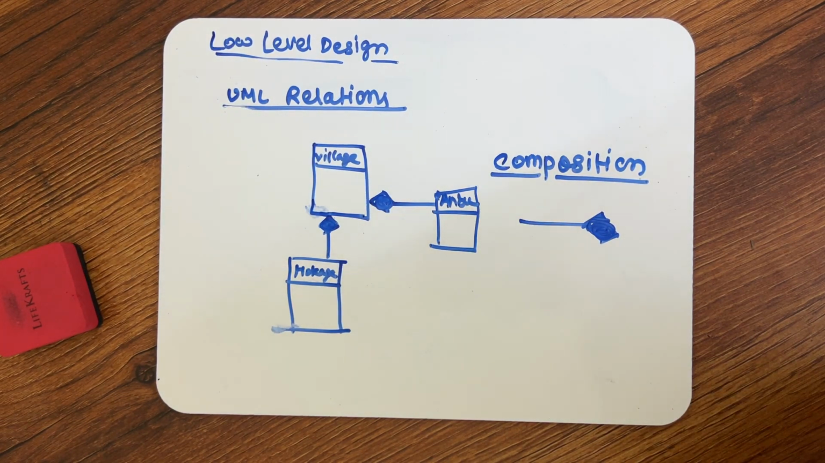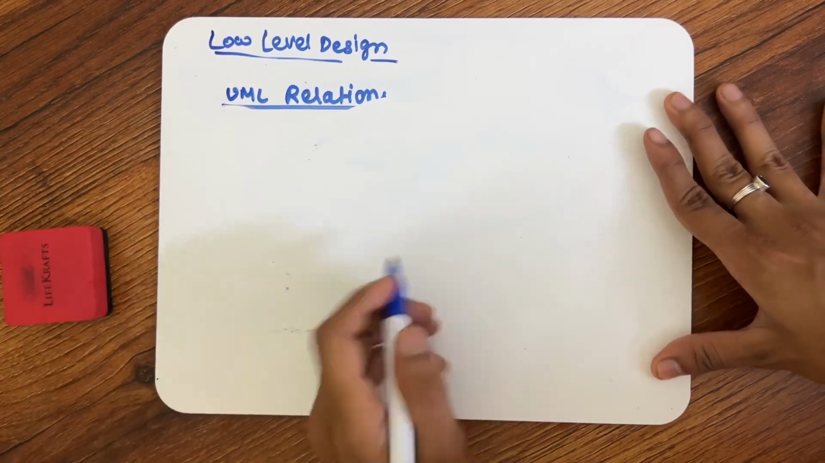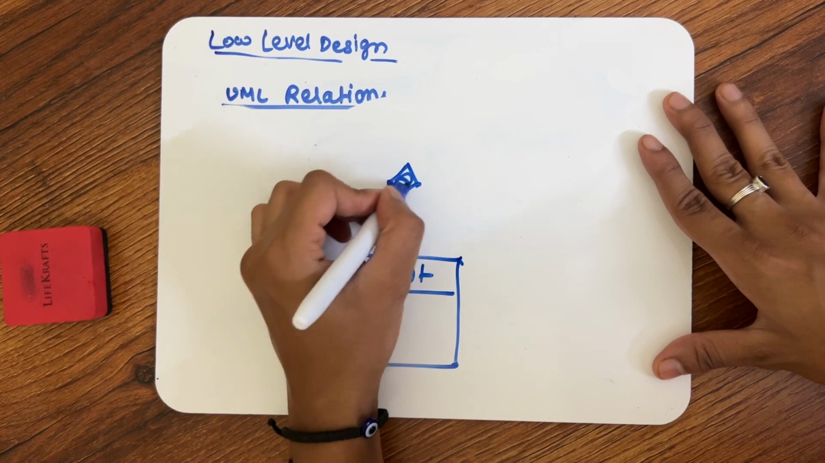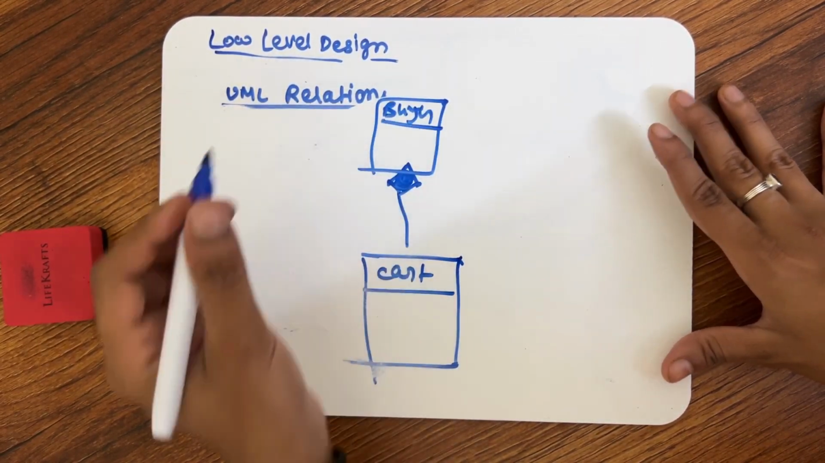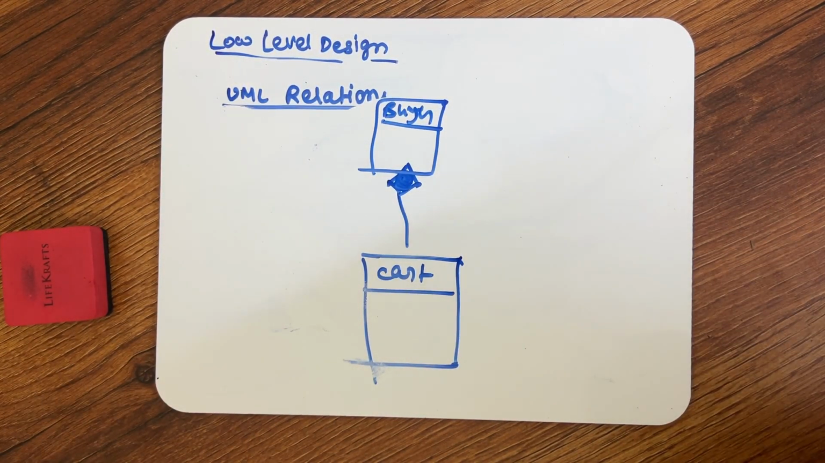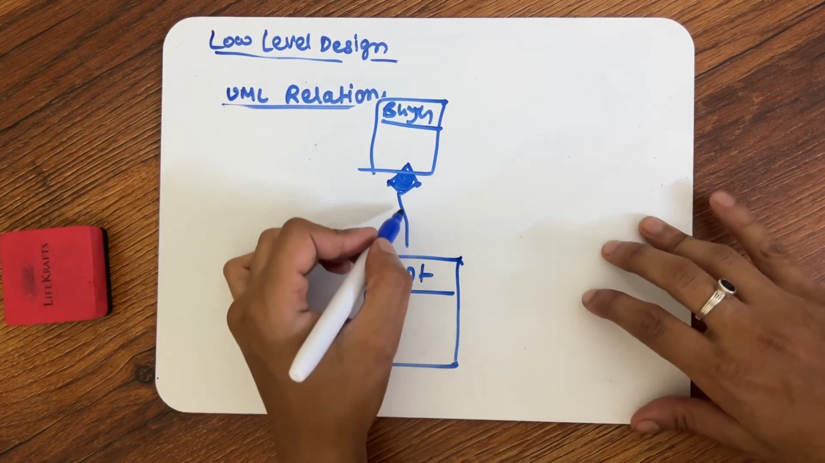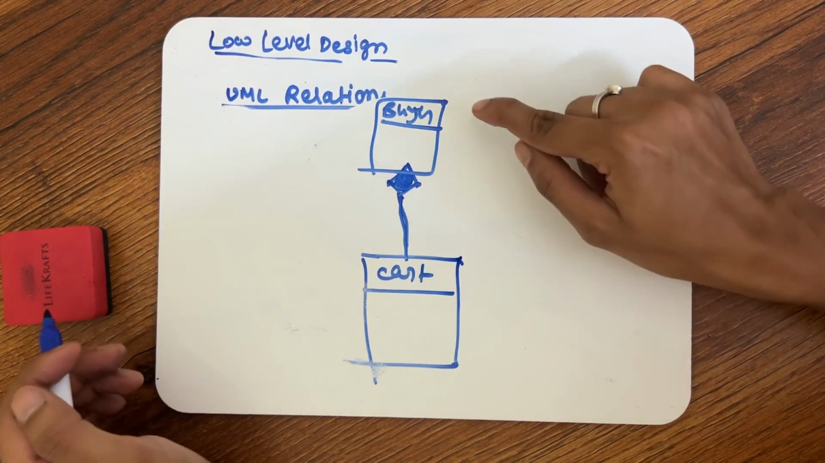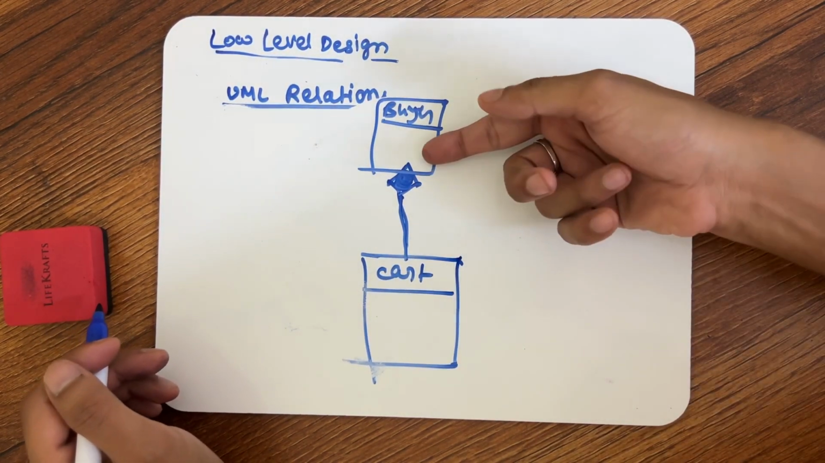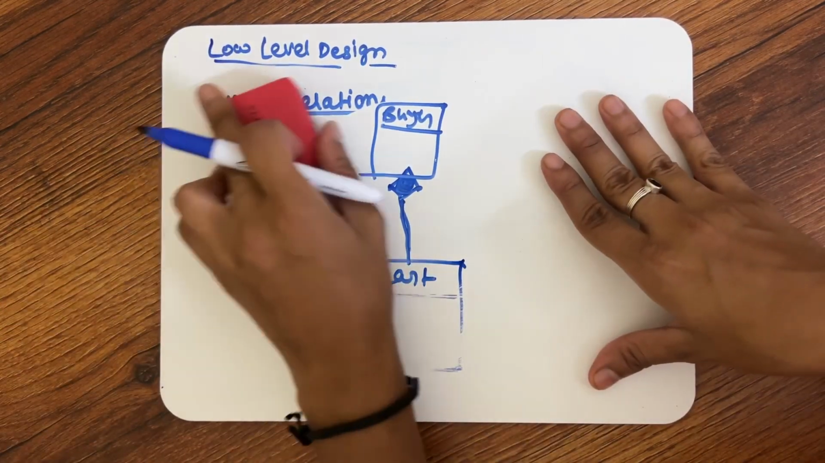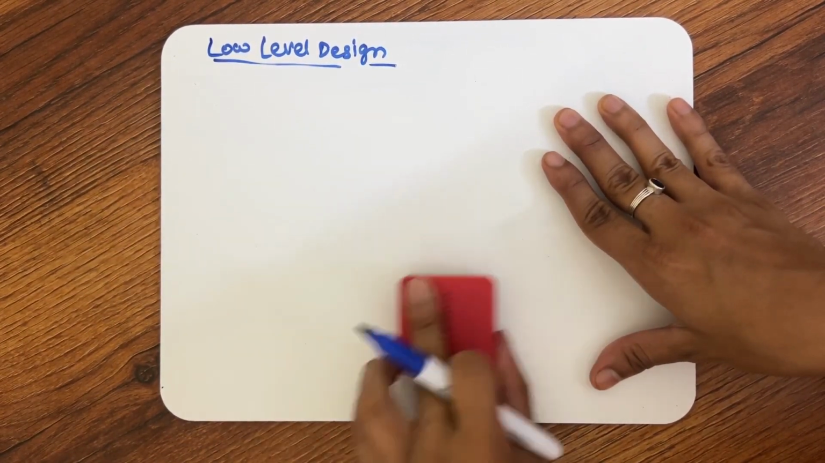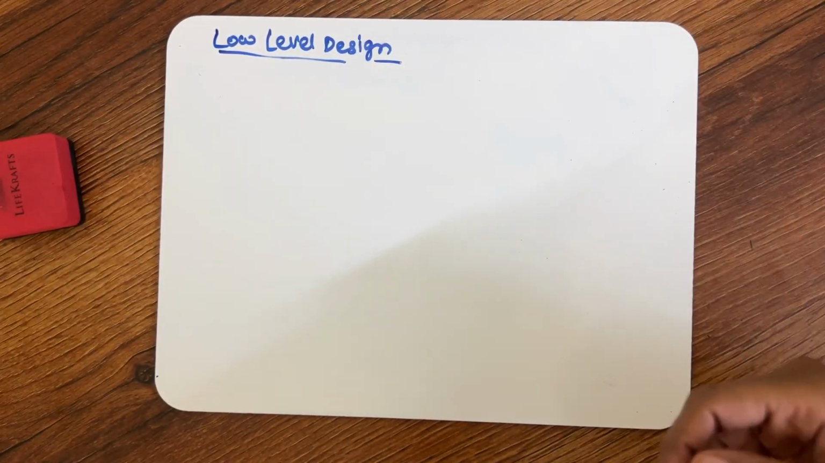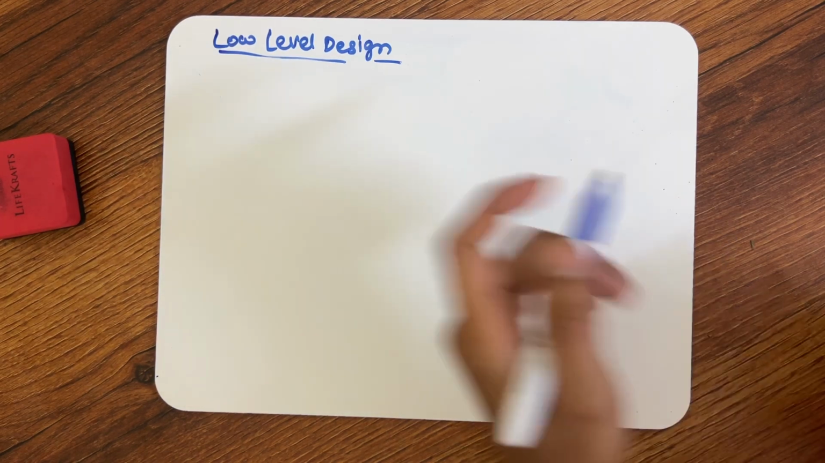Let me give you a real life example as well. Suppose there is a shopping cart. A shopping cart cannot exist without a buyer. So if someday you are creating a shopping cart management system and you are asked to create a class diagram, then you can show that a buyer is there, a cart is there, and cart cannot exist without the buyer. Now let me give you a whole real life diagram, so that you can understand how we can represent a whole system with the help of this UML diagram.